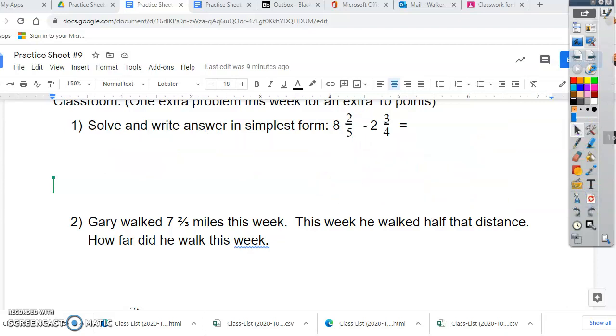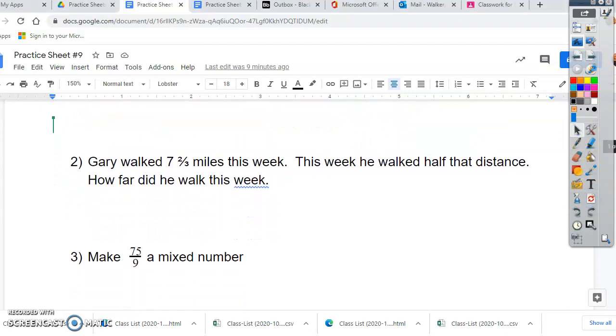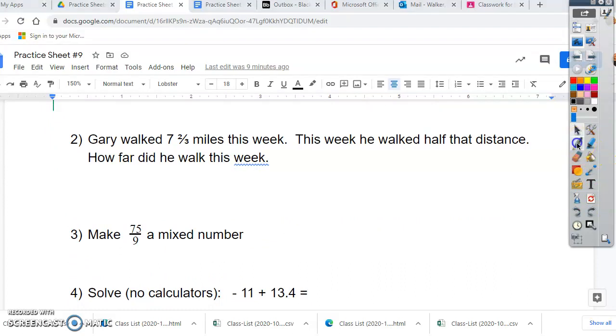Now, we had one of these on our test, and something similar to this, and we just had a lot of people who were really, really confused, okay? Gary walked 7 2/3 miles this week. This should say last week. Last week. Okay. This week he walked half that distance. How far did he walk this week?